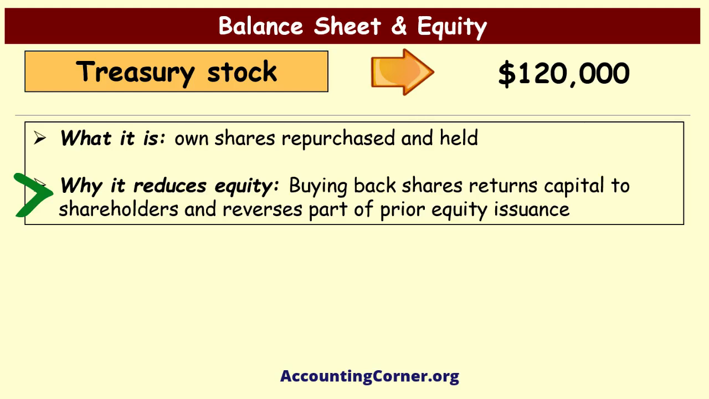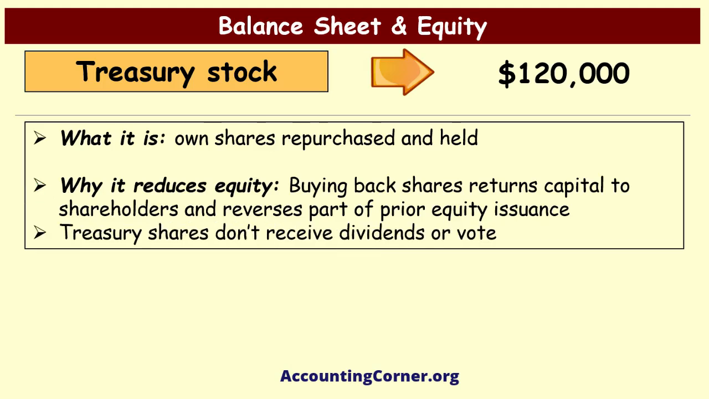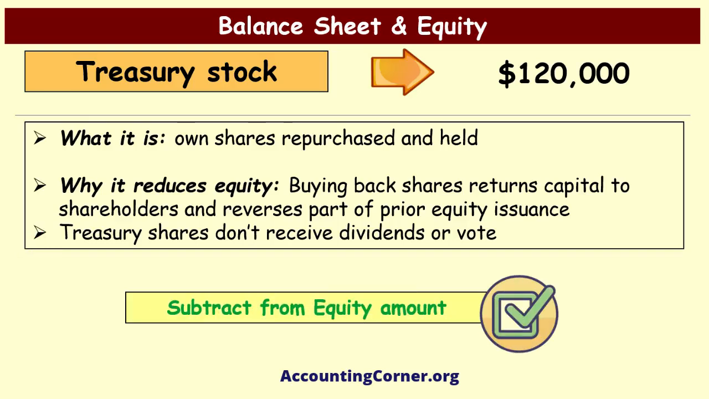This is because buying back shares returns capital to shareholders and reverses part of prior equity issuance. Treasury shares don't receive dividends or vote. Accounting standards require them to be shown as a deduction in equity, not as an asset. You can't own yourself and call it an asset. So, treasury stock is a part of equity, however its balance is deducted from equity amount.